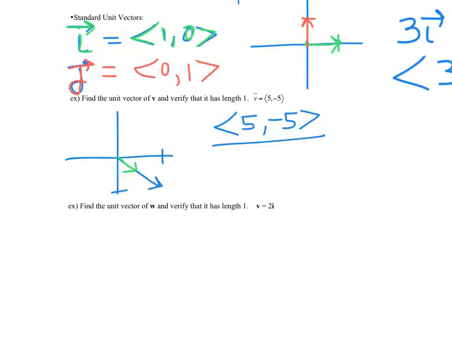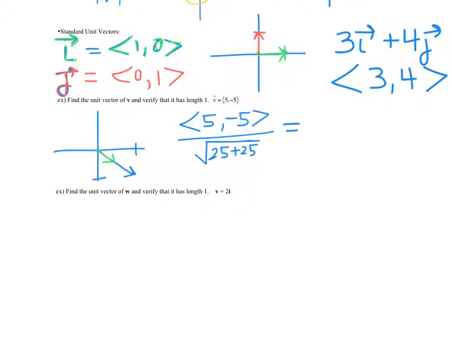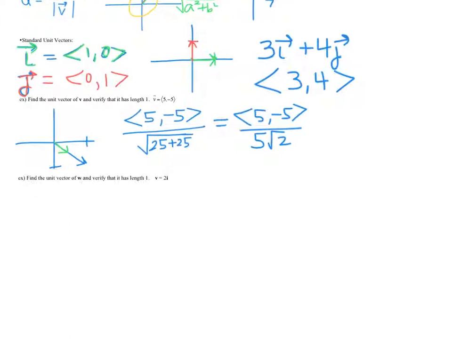And the magnitude of this would be what? Ooh, you simplified it. All right, so it's the square root of 5 squared plus negative 5 squared. And you get the square root of 50, which is 5 rad 2. Very good. Who said that? Camden, was that you? 5 rad 2. Okay, so we want to simplify this vector.